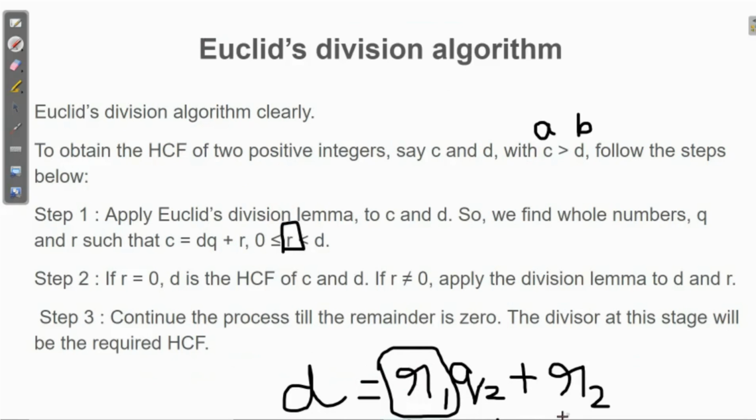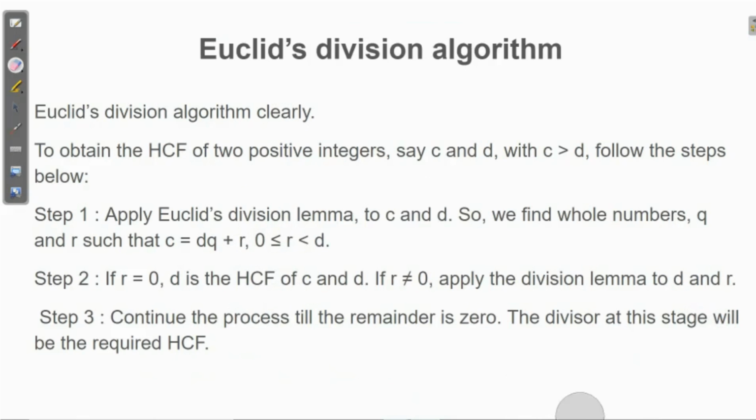If R2 is not 0, again in place of D, I will substitute R1, and in place of R1, I will substitute R2. The process will continue until the value of R becomes 0. And at that step, when R is 0, my HCF value will become the value of D at that step. Now, next I have an example problem.